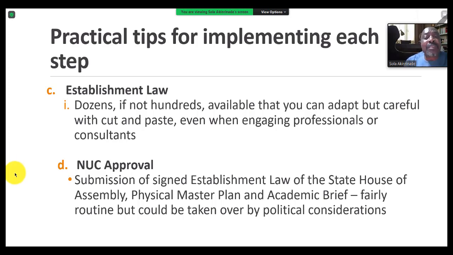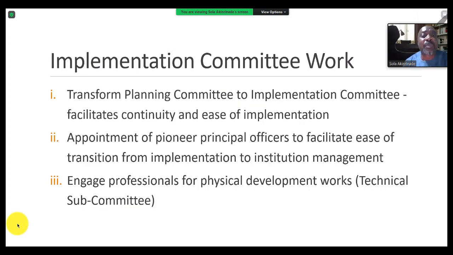Then NUC approval is a fairly routine matter, because for state universities, you don't need to go through the various steps of a private university. All you need is the establishment law of a state House of Assembly that must be signed by the governor. That is what you present along with the master plan, the fiscal master plan, the academic brief, and the law of the House of Assembly. That's what you present for approval. And with that, it's a fairly straightforward process.